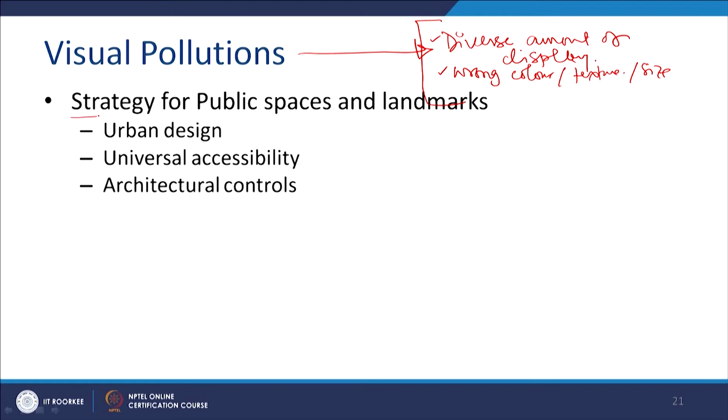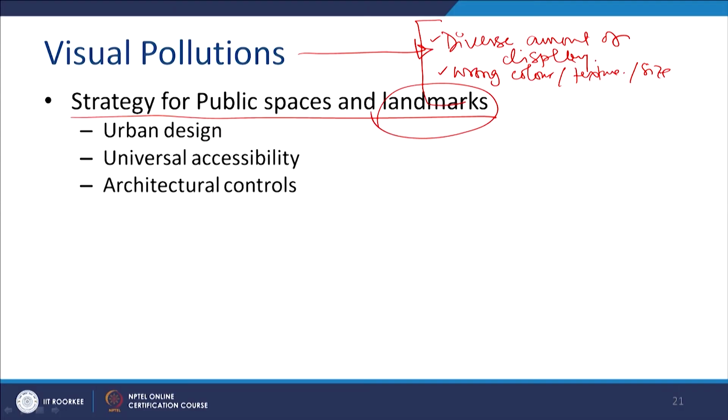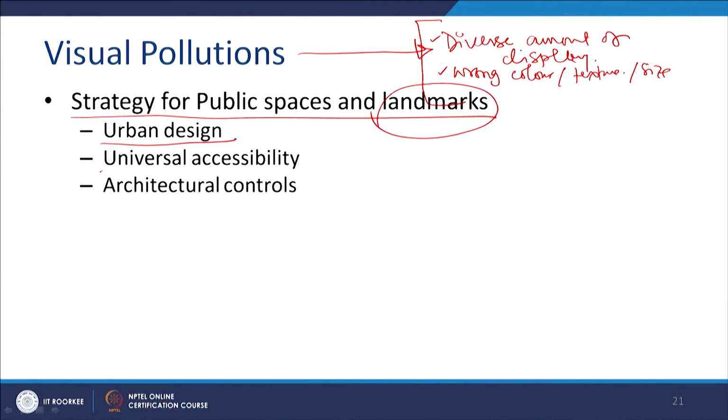So, strategy for public spaces and landmarks, public places like the terminal areas, the public squares, the intersections of the road, the station areas, the community centers, etc., and the landmark buildings which act as an identity and the iconic structure of the city, that can be used as a strategic element for urban design. We can use universal accessibility in the urban public spaces and architectural controls.